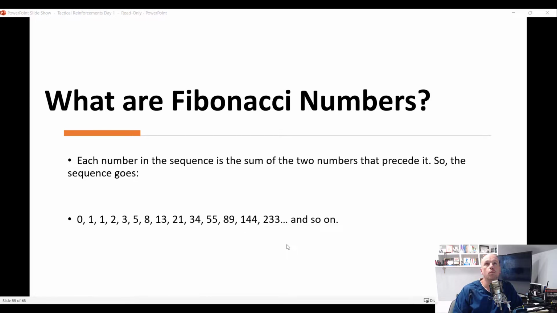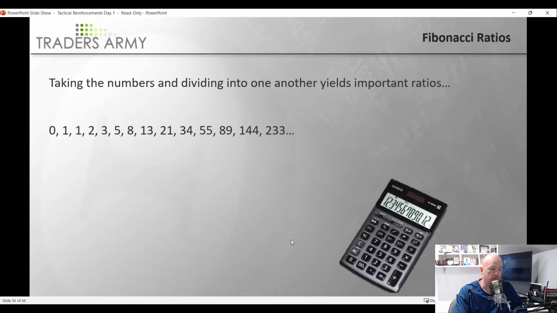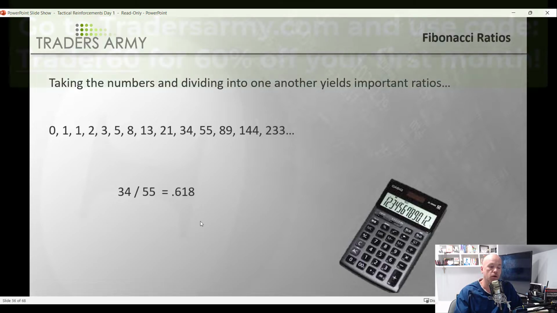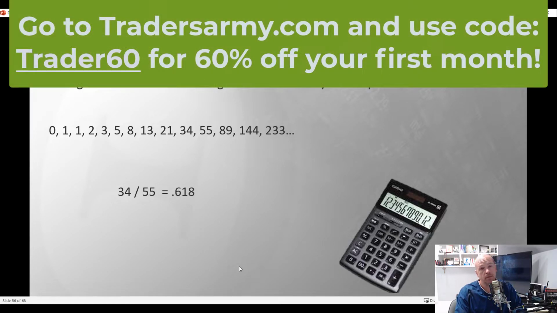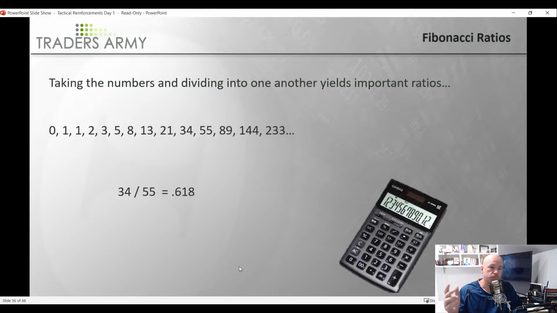And so what this Fibonacci sequence leads to, if you start dividing numbers in the sequence, is Fibonacci ratios, right? So, for example, if I take 34 divided by 55, if I take any number and divide it by the next number, I'm going to get 0.618. Anywhere in the sequence, that's the ratio that I'm going to get. And so you'll hear people talk about the 61.8% fib number, and it's 0.618. It's taking the number and dividing it by the next one.